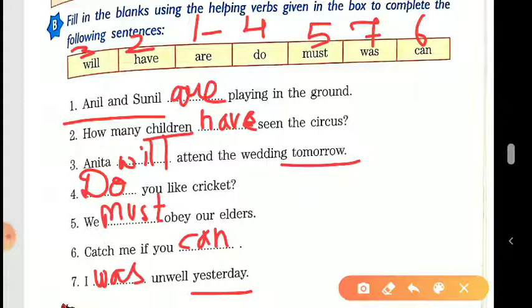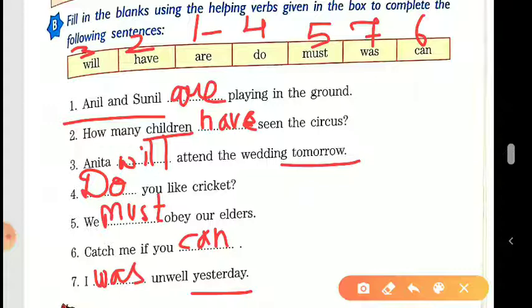So, again. First, Anil and Sunil are playing in the ground. Why have we used are? Because firstly it is present, here since it is playing it is continuous, and in present continuous, "are" will be used, isn't it "is" or "are"? And why "are"? Because Anil and Sunil, we are talking about two persons, it is plural. So wherever it is plural, what will we use, beta? Are. Anil and Sunil are playing in the ground. The second one, how many children dash seen the circus? Have seen the circus. How many children have seen? This is present perfect. How many children have seen the circus? This is a question. You have to use have with children; if it were child we would use has, isn't it? But children is plural, so with plural, have.